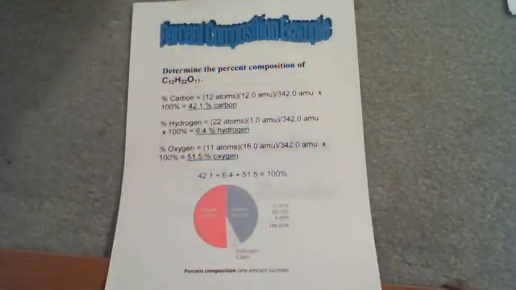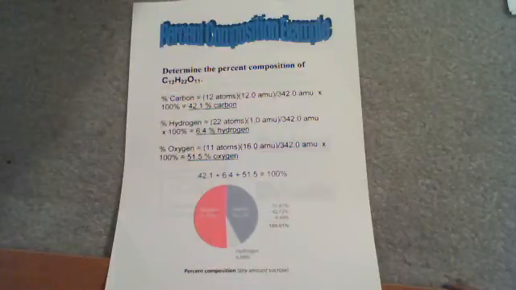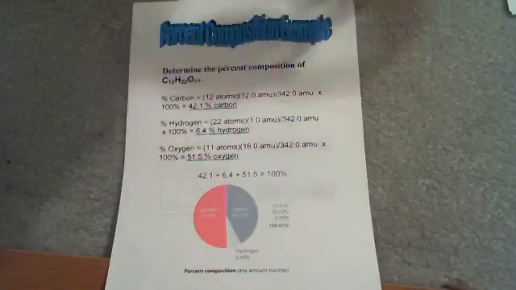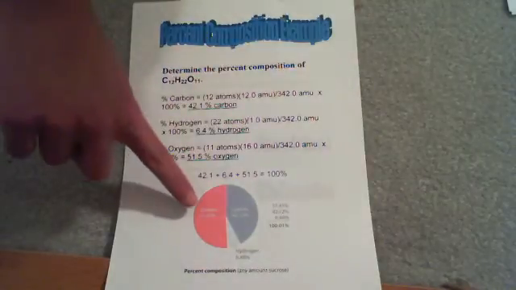To check if this percent composition is correct, we must add all of the found percentages together and make sure they equal 100. As we can see, 42.1 plus 6.4 plus 51.5 equals 100%. As shown by this percent composition graph, this compound is sucrose, which is table sugar.